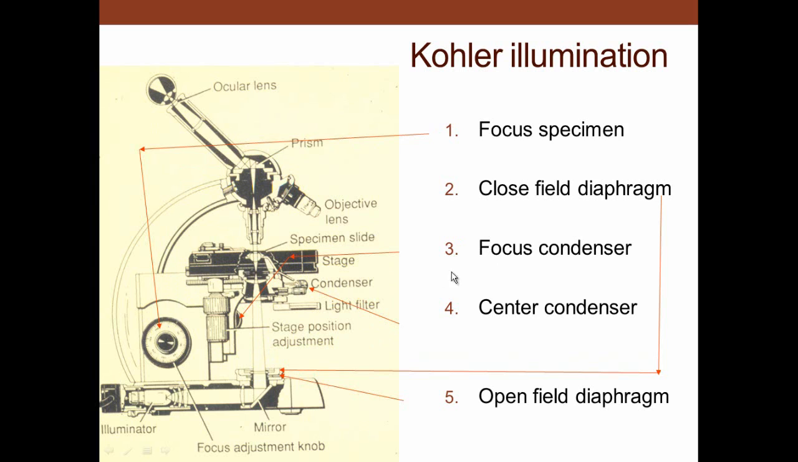Then you focus the condenser. So here's where the condenser knob is focused right here. This is a condenser, but this is a focus knob for the condenser, and you're actually focusing on the field diaphragm that you've closed. The next thing is to center, and here we see the centering knob of the condenser. So you're centering that little light spot that you see. And then the last step is to open the field diaphragm.